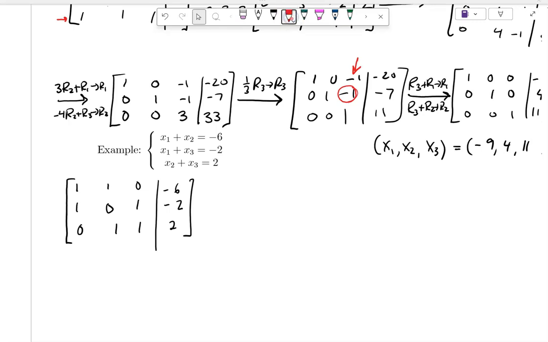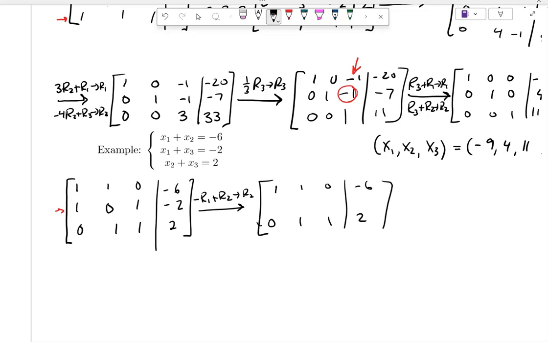So in particular, we need to make that a 0. What do we need to do? Yeah, so we do negative row 1, plus row 2, replace row 2. I don't need to worry about the third row because there's already a 0 down there, right? Okay, what do you get for the second row?